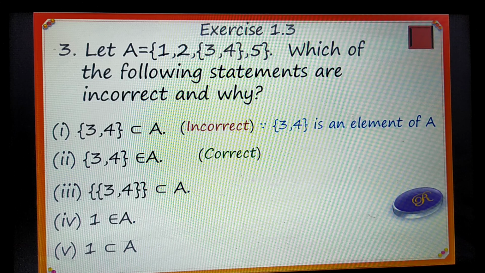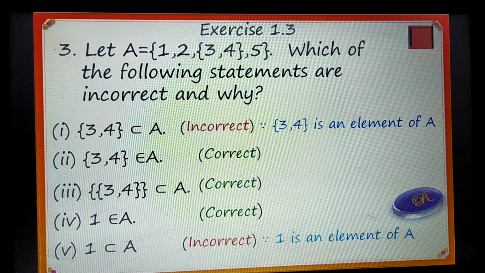Statement 3. Set with third element of A is a subset of A. Solution. Correct. Statement 4. 1 belongs to A. Solution. Correct. Statement 5. 1 is a subset of A. Solution. Incorrect. Because 1 is an element of A.